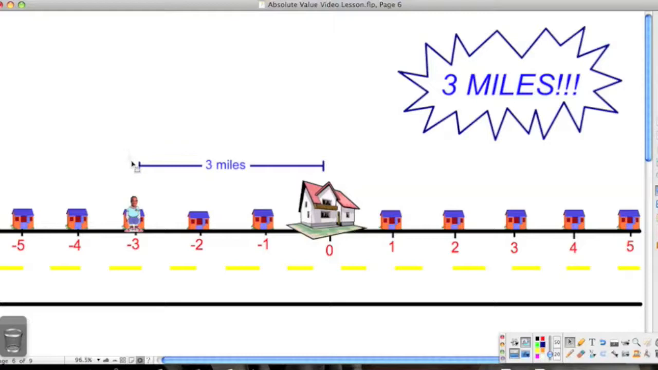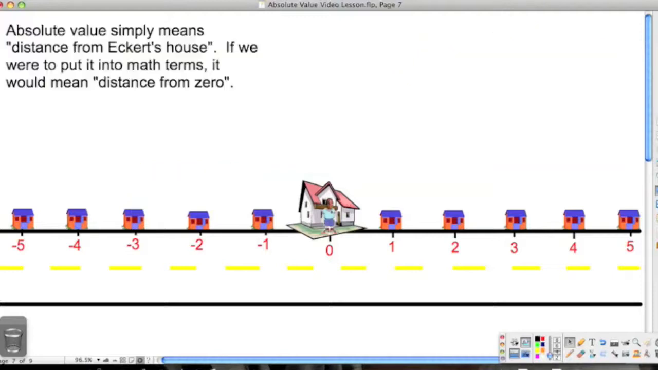It doesn't matter if Mr. Eckert jogs this way or jogs this way. 3 miles is exactly the same. Whether I end up at 3 Number Lane, I jogged 3 miles. And if I start here and I end up at -3 Number Lane, I've jogged 3 miles. And if you can understand that, you will absolutely understand absolute value.